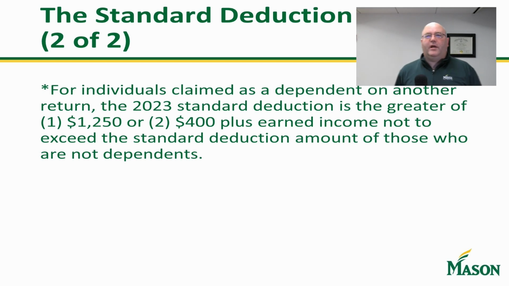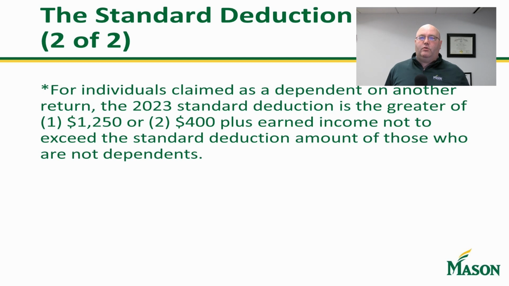Now, for individuals' claims that depend on another return, the standard deduction is the greater of $1,250 or $400 plus earned income, not to exceed the standard deduction amount of those who are not dependents. Where you're going to run into problems with this, where I've seen this in the past, is college kids who have rich parents that have been giving them investment money over the years. Sometimes we call these trust fund kids.